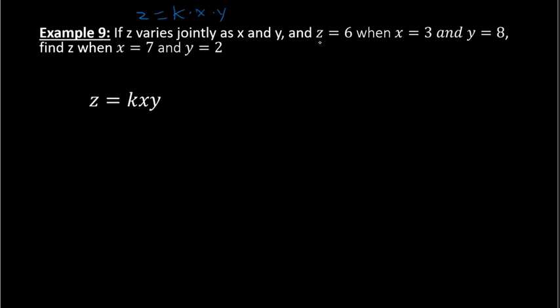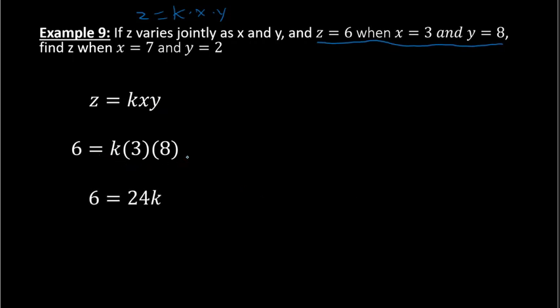And it says that z is 6 when x is 3 and y is 8. So we can use this scenario to determine what is k so that I can find z when x is 7 and y is 2. So plug a 6 in for z, a 3 in for x, and an 8 in for y. So I have 6 equals k times 3 times 8. Well, 3 times 8 is 24, and then I could divide both sides by 24. So k would equal 6 over 24, which would equal 1/4.